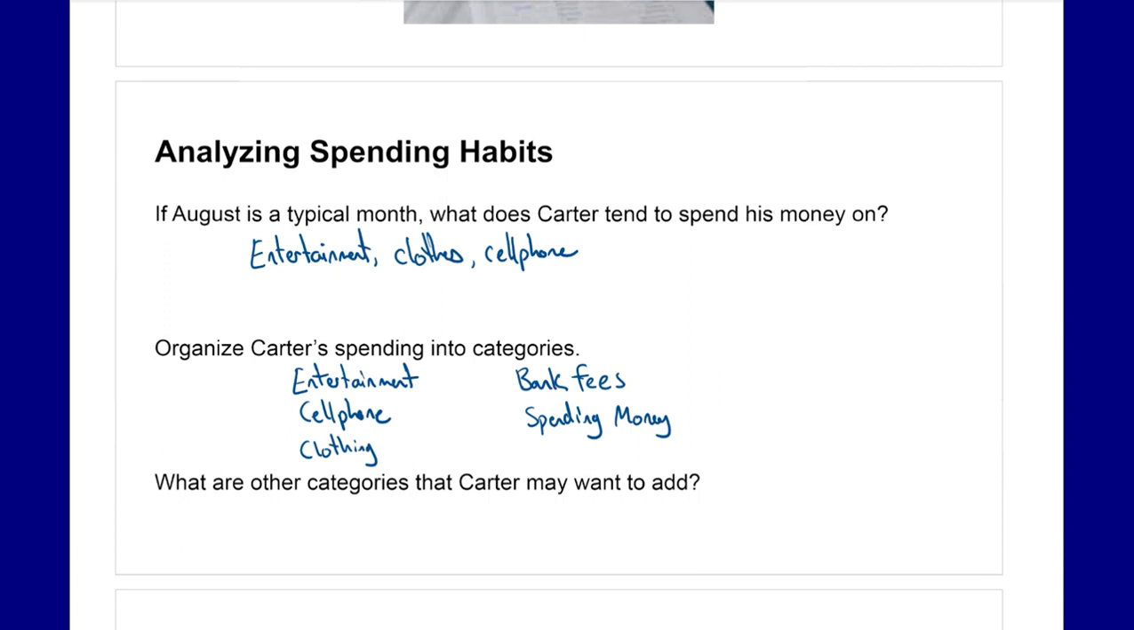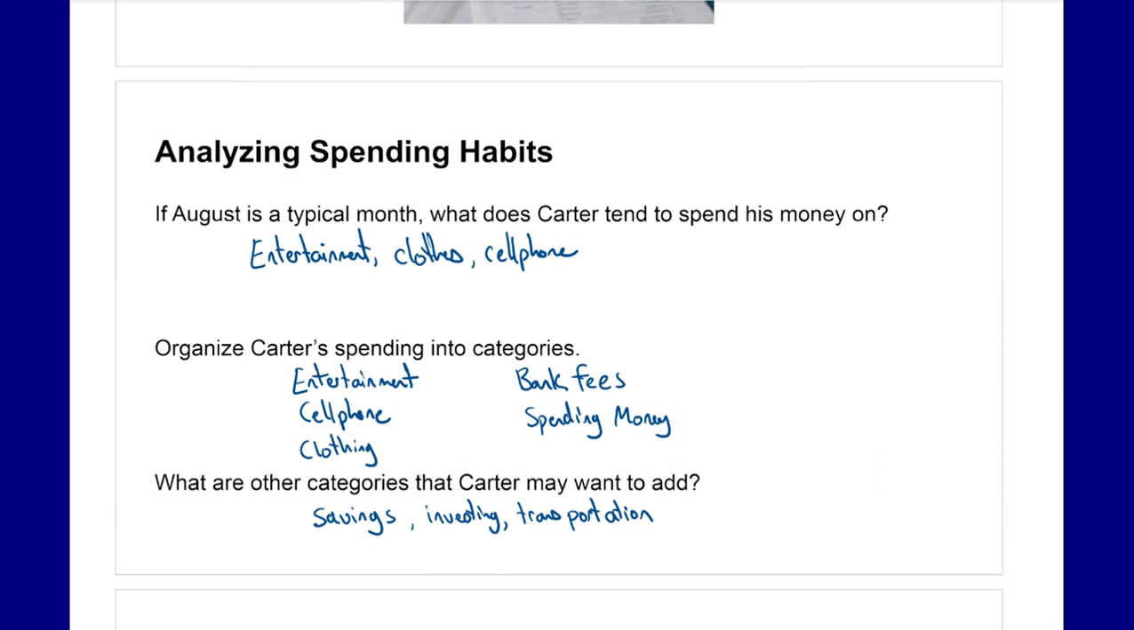What other categories may Carter want to add? Well, maybe something like savings, right? He doesn't seem to be saving any money, so savings might be something he wants to add. Investing, right? Maybe he's going to put money into stocks every year or every month. Maybe transportation, right? How does he get around? Whether it's a bus or whether it's a car, you might have to pay for and balance out those things.